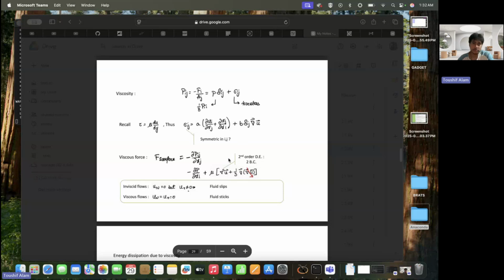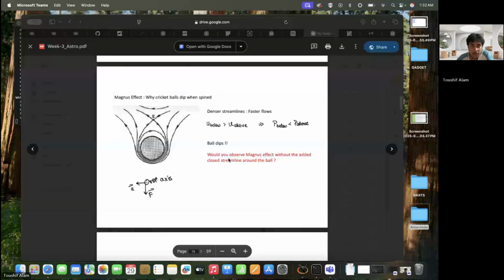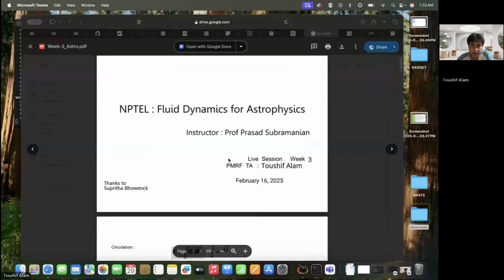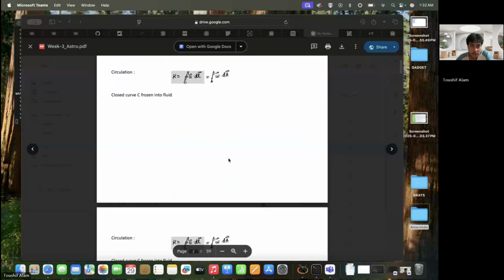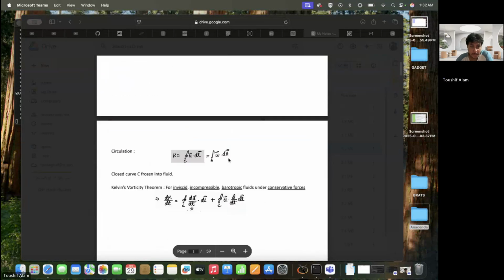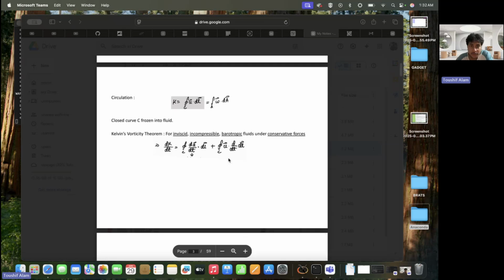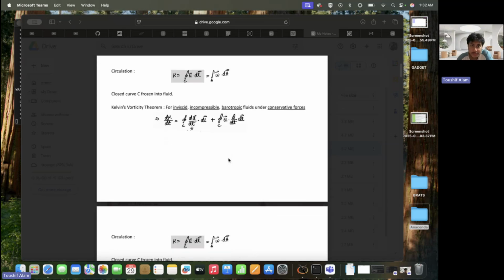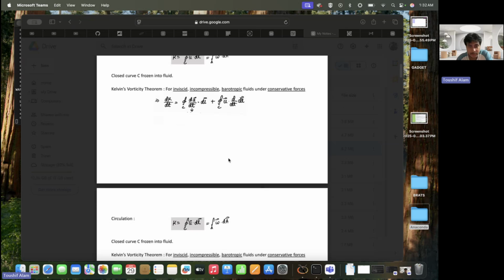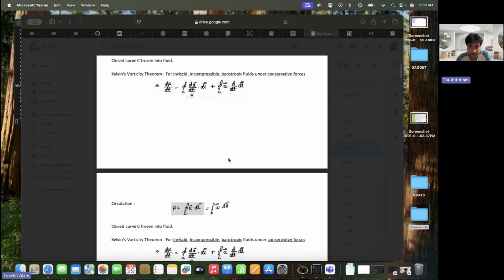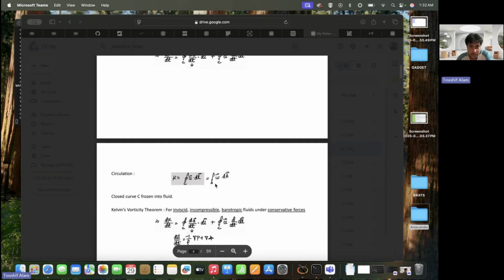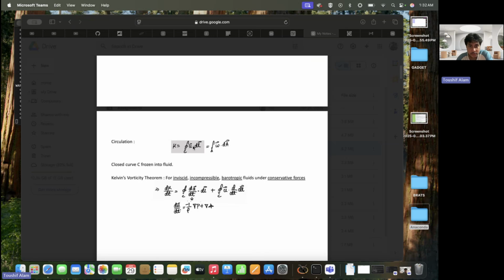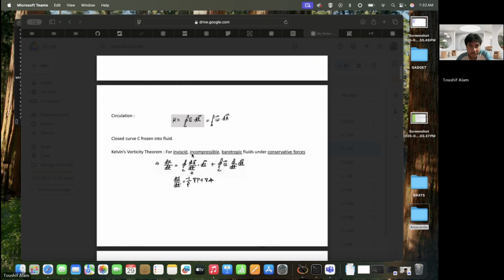As you can see, last time we talked about the circulation vector and Kelvin's vorticity theorem, which is valid for inviscid and incompressible barotropic fluids. So we derived this equation, where omega is the vorticity. This is from the Stokes divergence theorem.